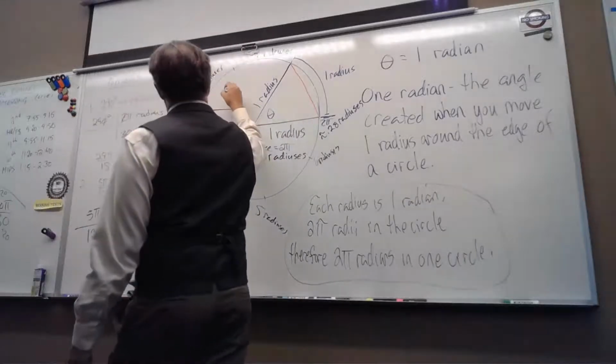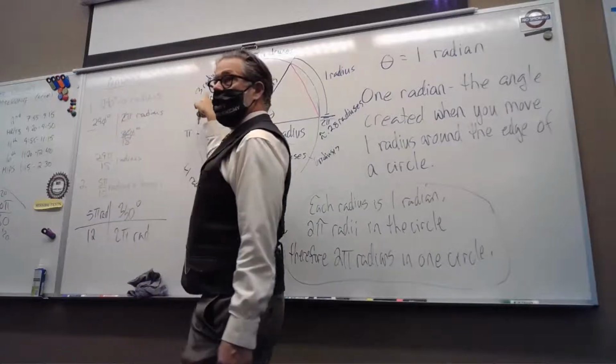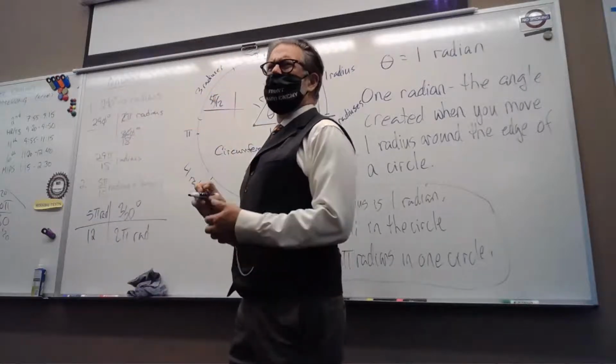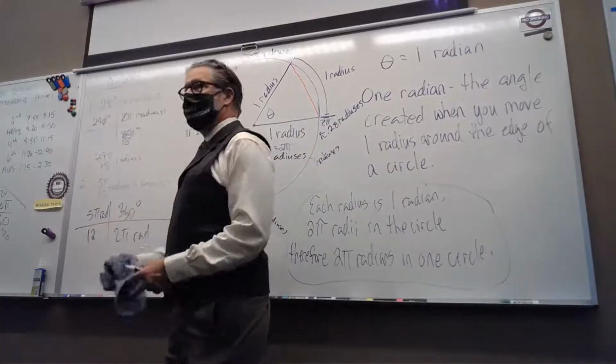Ben could have written his bridge like this: 5 pi over 12. But now what do I do with that? It's actually more complicated to think about it that way, as opposed to, hey, look, there's 5 pi over 12.